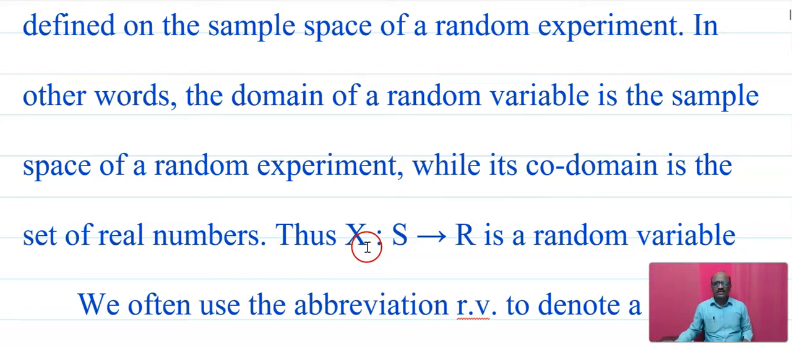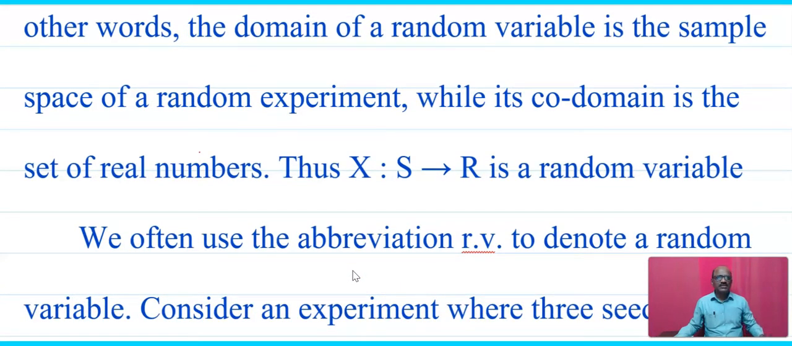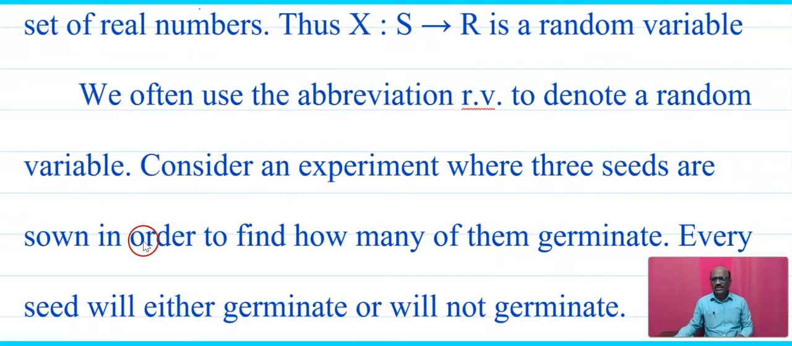When we toss the coin, if I like the head, then I will consider that the head occurs on that toss. If I say that I want the tail, then tail occurs on that toss. In this way, X is a random variable defined on the sample space S. S is called the domain and R is called the codomain. Thus, X is defined as a function from the sample space to the set of real numbers, and it is a random variable. We often use the abbreviation RV to denote a random variable.